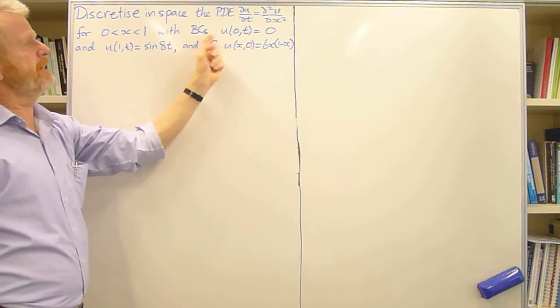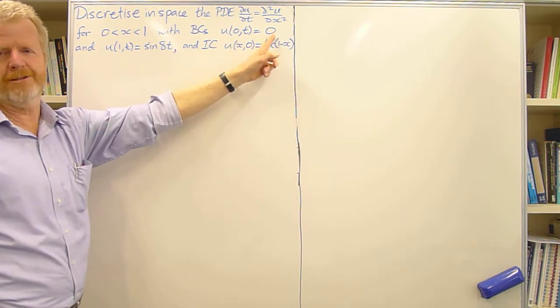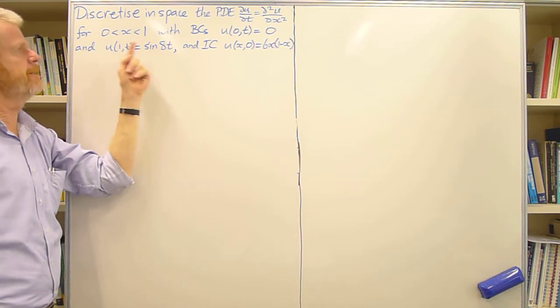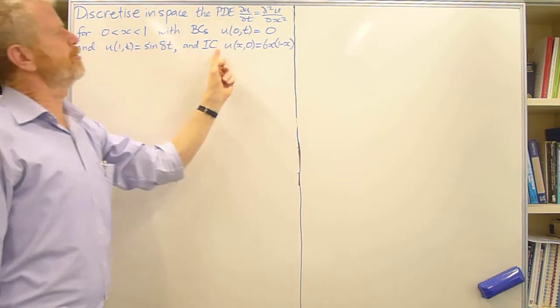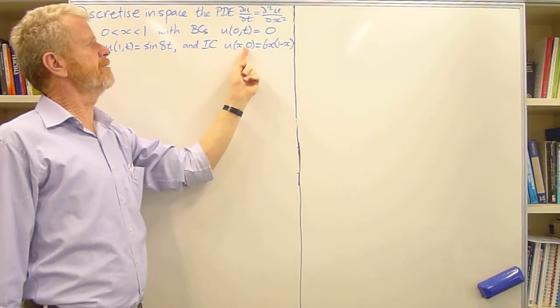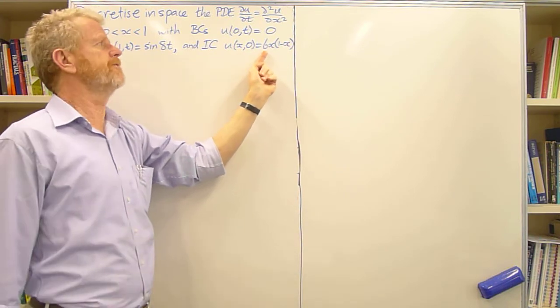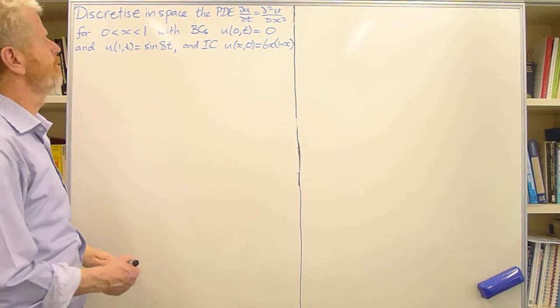We're going to provide boundary conditions that u at x = 0 is 0, just for example, and that u at x = 1 is, say, sine 8t. And we're also going to supply some initial conditions saying that at time t = 0, the u field will have some distribution, say 6x(1 − x), a nice parabola.